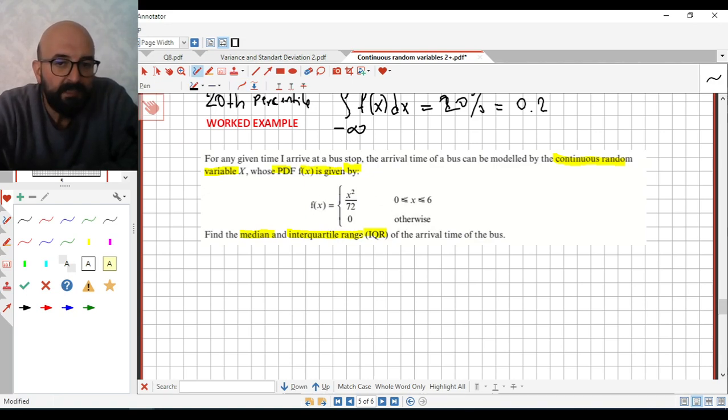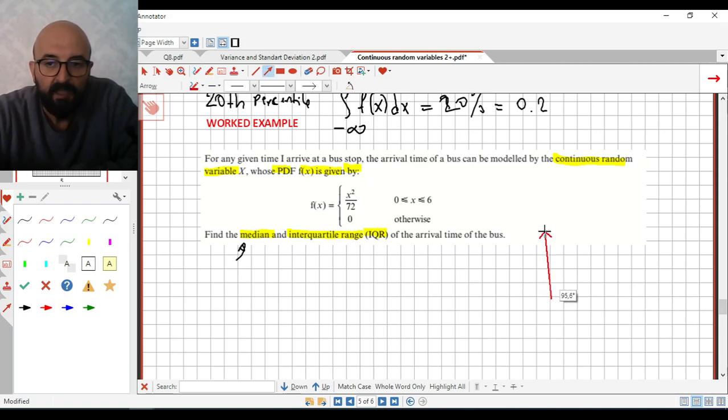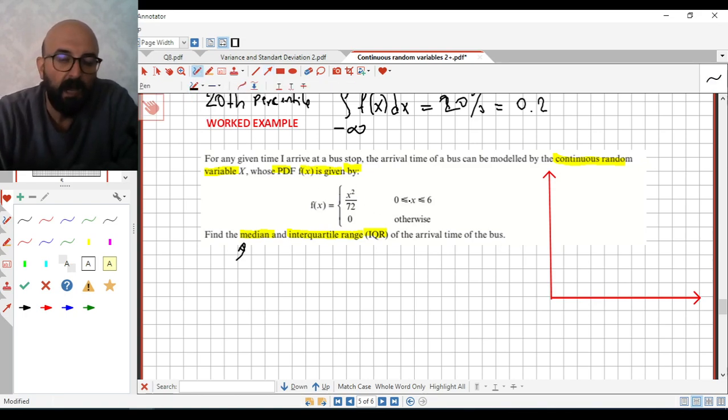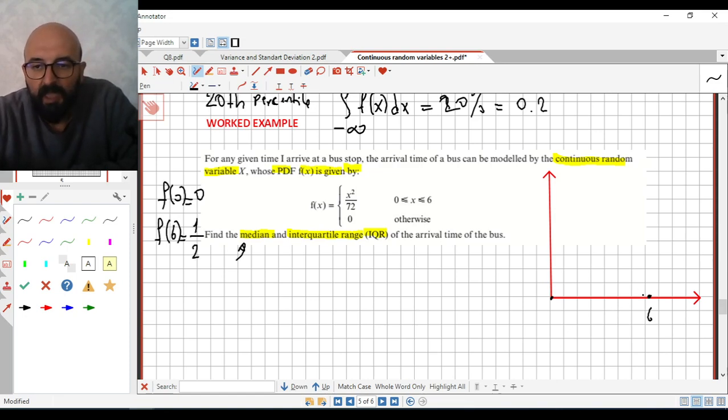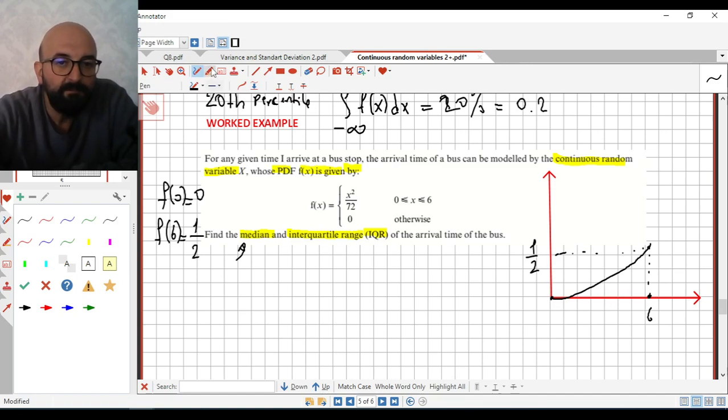Okay, now we have a PDF, or probability density function, and we want to find the median, and I want to draw the graph for understanding easily. Our graph should begin at zero and finish at 6, and f(0) should be 0, and f(6) should be 1 over 2. The graph should increase from 0 to 6, and I want to find the median.